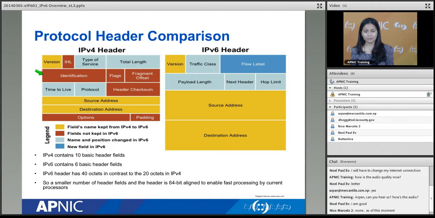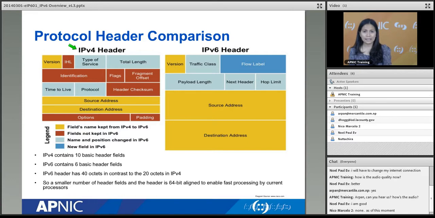Next, the ones that are in blue or light blue, depending on how you see it on your screens, are the ones that have minor changes from v4 to v6. Maybe the naming has changed, the values have somehow changed, but essentially it's still very similar to what it was in IPv4. So type of service is now traffic class in IPv6. Total length is now payload length in IPv6. Type of service and traffic class are both used for QoS, basically classifying the types of packets that are passed through in order to have some value for QoS.